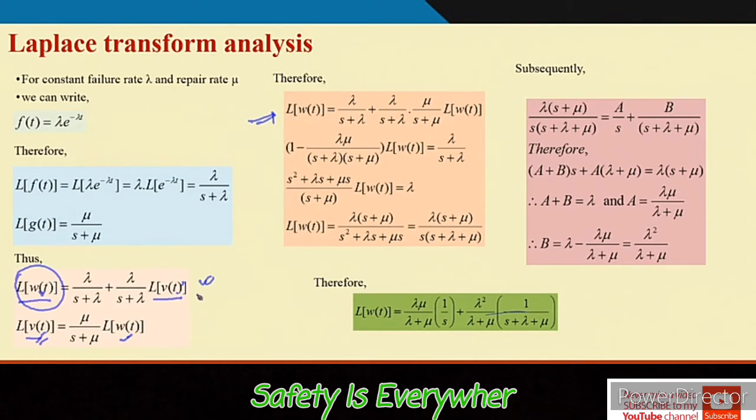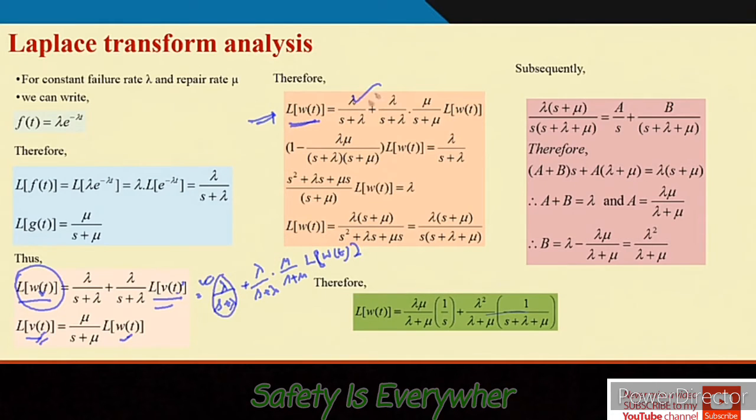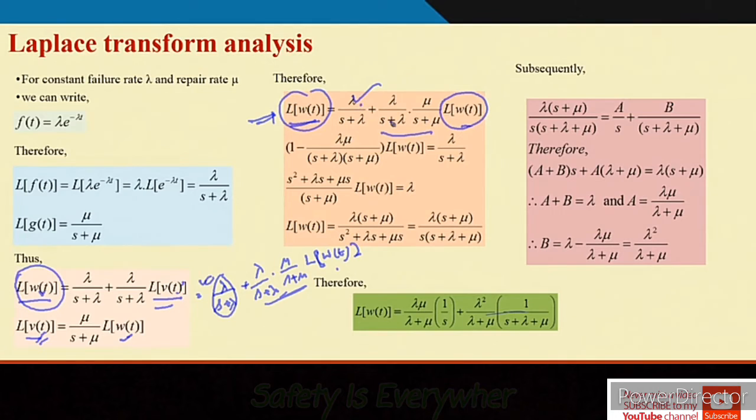Definitely what will happen, this will become lambda by S plus lambda, times LVT, which means mu by S plus mu into L of WT. That is what is put here, LWT. This portion is this to this, LWT. Now you have an equation where the only unknown is this LWT, but lambda, mu, S is that complex variable.